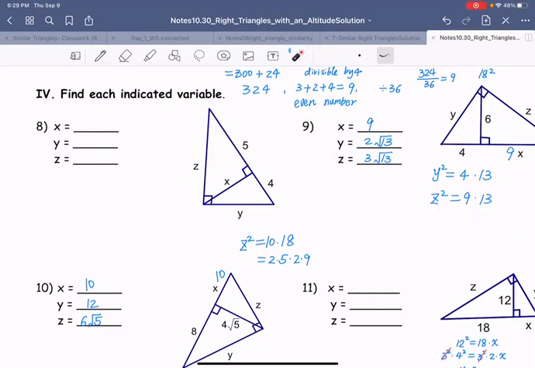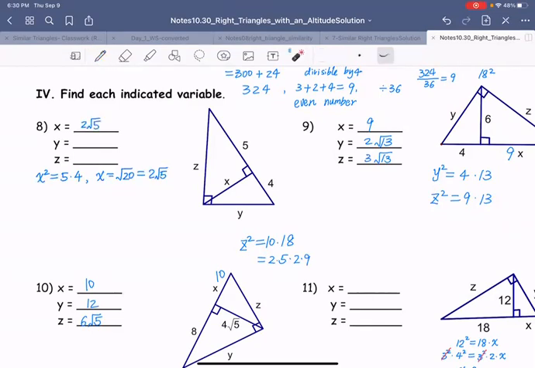Okay, so start by finding x. So x squared equals 5 times 4. Okay, so x equals the square root of 20, which is 2 times the square root of 5. Yes.